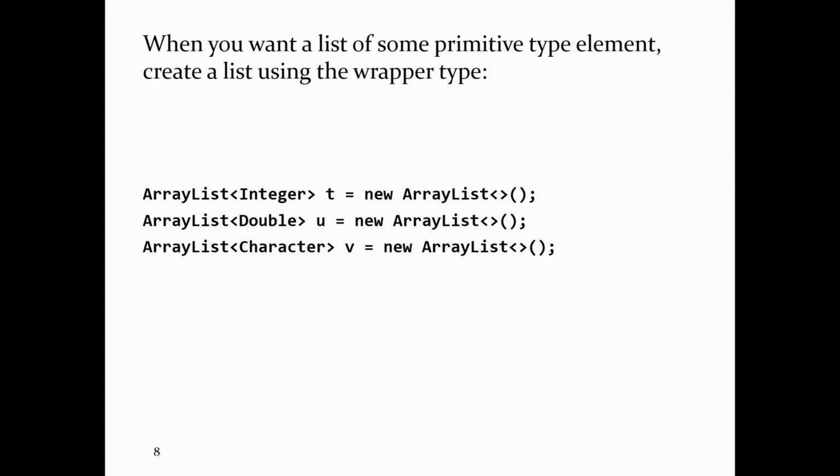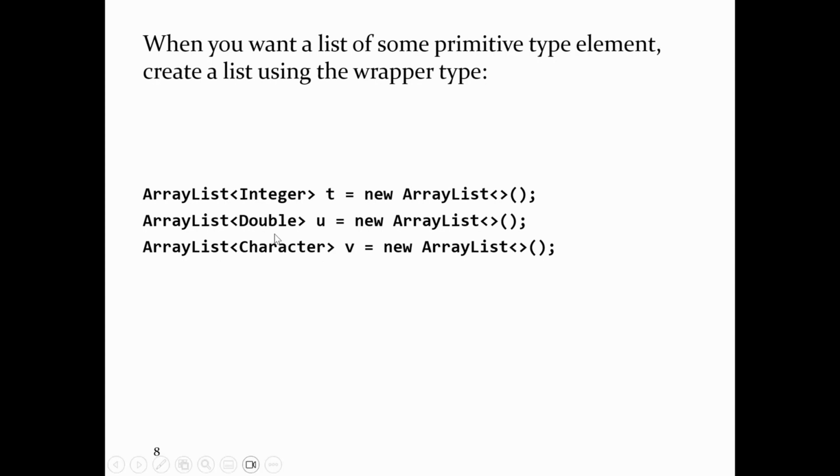Okay, so if you want to make a list of some primitive type, don't. Make a list of the corresponding wrapper type. So if I want a list of int, make an ArrayList of Integer. Call new, call the constructor. This is the no-argument constructor, so that makes an empty list.